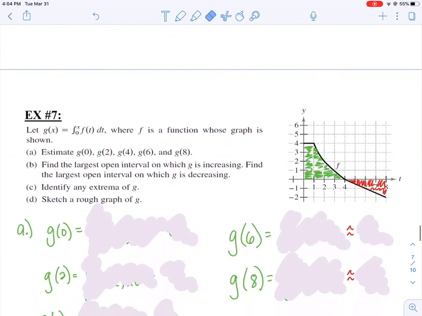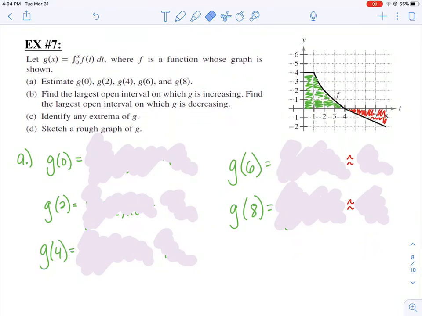Okay? All right. Last example is example number 7, and this time they took away our equation and they just gave us a picture. And it says here, let g of x be the integral from 0 to x of f of t, where f is the function whose graph is shown. So the graph they're giving us is f, and f is the derivative of g, isn't it? And so if I take the antiderivative or integrate f, then I will get the value of g. And so we know that the integral of f is really the same thing as the area underneath the curve of f from 0 to x.